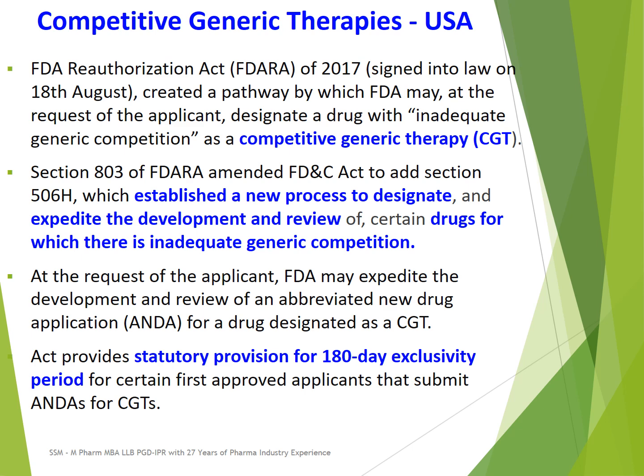FDA Reauthorization Act of 2017 created a pathway by which FDA may, at request of applicant, designate a drug as competitive generic therapy if there is an inadequate generic competition for that drug. Section 803 of FDA Reauthorization Act amended FDC Act to add Section 506H, which established a new process to designate and expedite the development and review of certain drugs for which there is an inadequate generic competition.